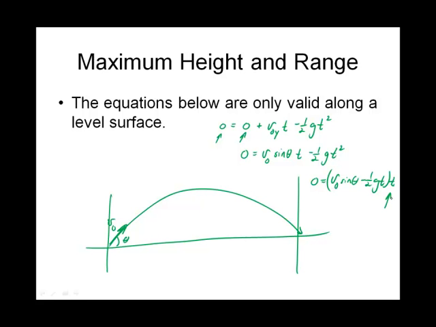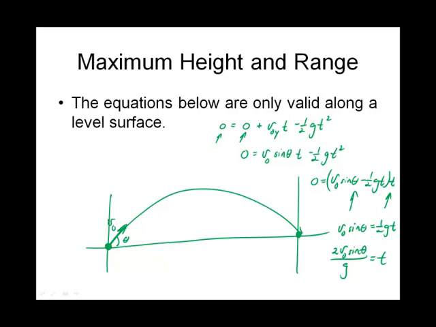Now you'll notice there are two solutions for this. One of them is t equals 0. Well, of course, that's right at the very initial point. What I'm really interested in is the time it takes to get to there, and that's going to happen when the whole thing in parentheses is 0. And so v naught sine theta equals 1/2 gt. When I solve that for t, I get t equals 2 v naught sine theta over g. So that's the time it takes to go from here to here along this path.